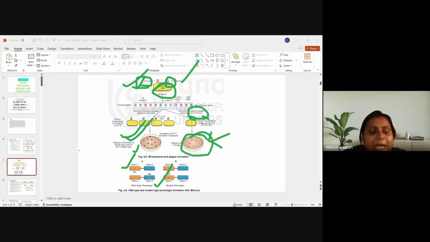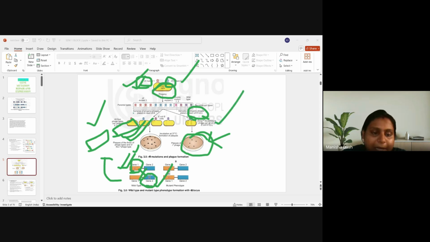If by chance the mutations are present on two different genes, as you can see in the first case, the mutation is in the first bacteriophage in gene 1, and in the second bacteriophage the mutation is in gene 2. If they undergo recombination, these two parts will be exchanged. So you will have two normal copies of gene 1 and gene 2. This is exactly the same as a wild type bacteriophage. This wild type bacteriophage can lyse the K12 lambda.